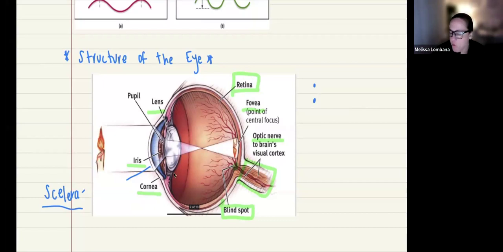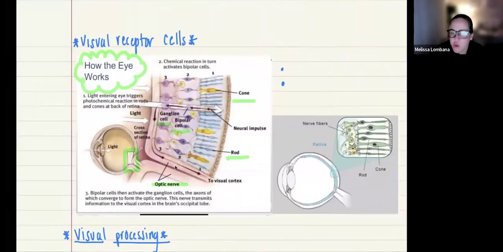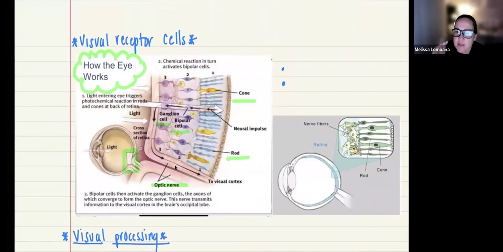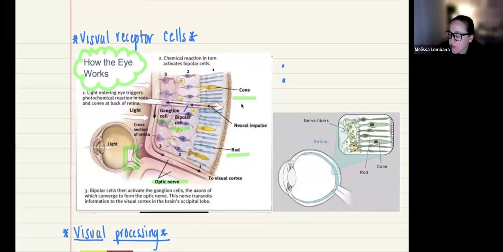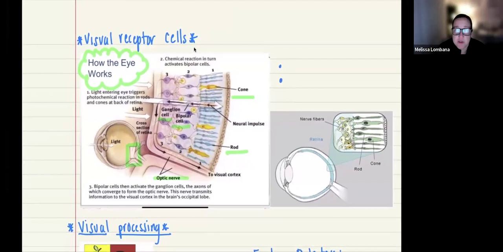Now what I want to do is show you these visual receptor cells that are inside the retina. If you can draw this out, to get an idea of what's happening in the retina, that would be great. If you could print it, even better. But please note that these visual receptor cells are in the retina, and there are some cells that you need to know.